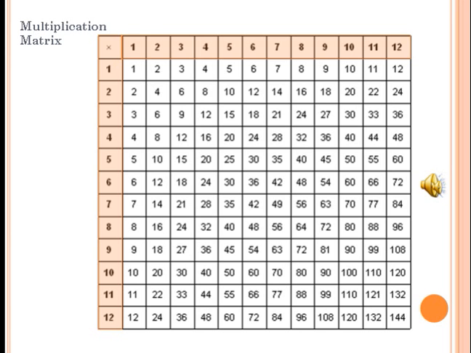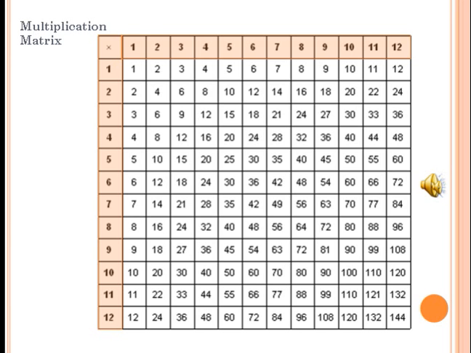The smallest fact is 1 times 1. And if you draw your fingers over and across, you get to that first box in the upper left corner that is the answer to 1 times 1, or 1. The largest fact on here is 12 times 12. If you put your fingers on the two 12s and slide your fingers across the matrix and down the matrix, you will come together at the number 144 in the bottom right corner. That's the answer to 12 times 12. Any fact between 1 times 1 and 12 times 12 is on this matrix.